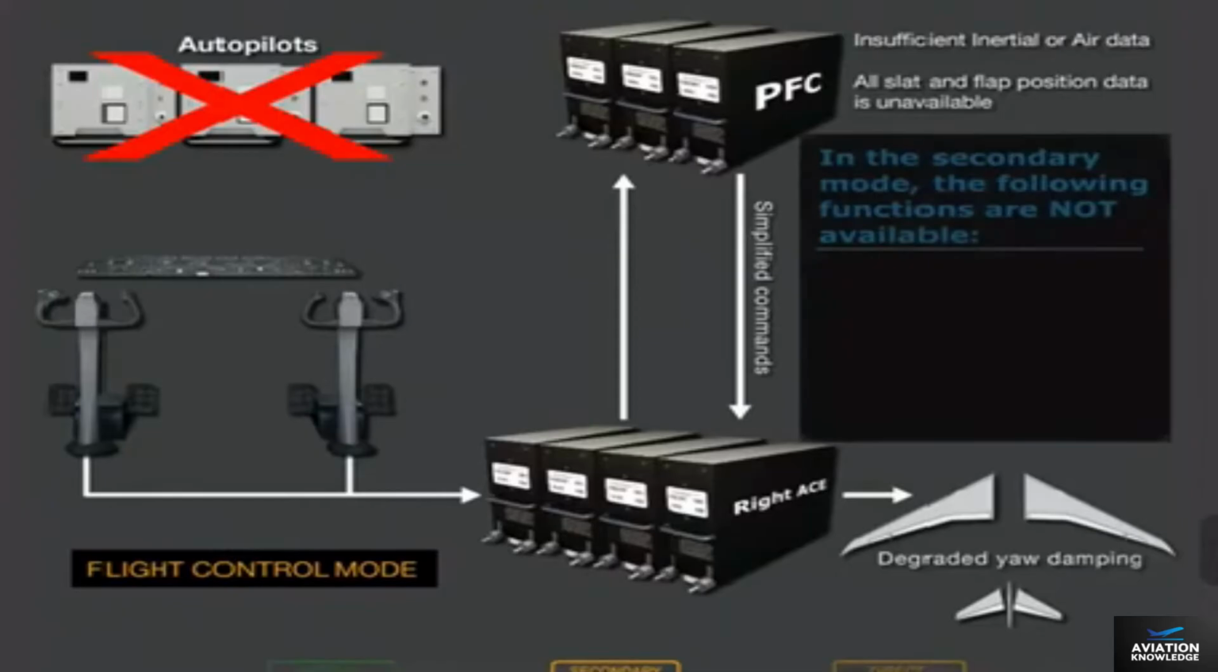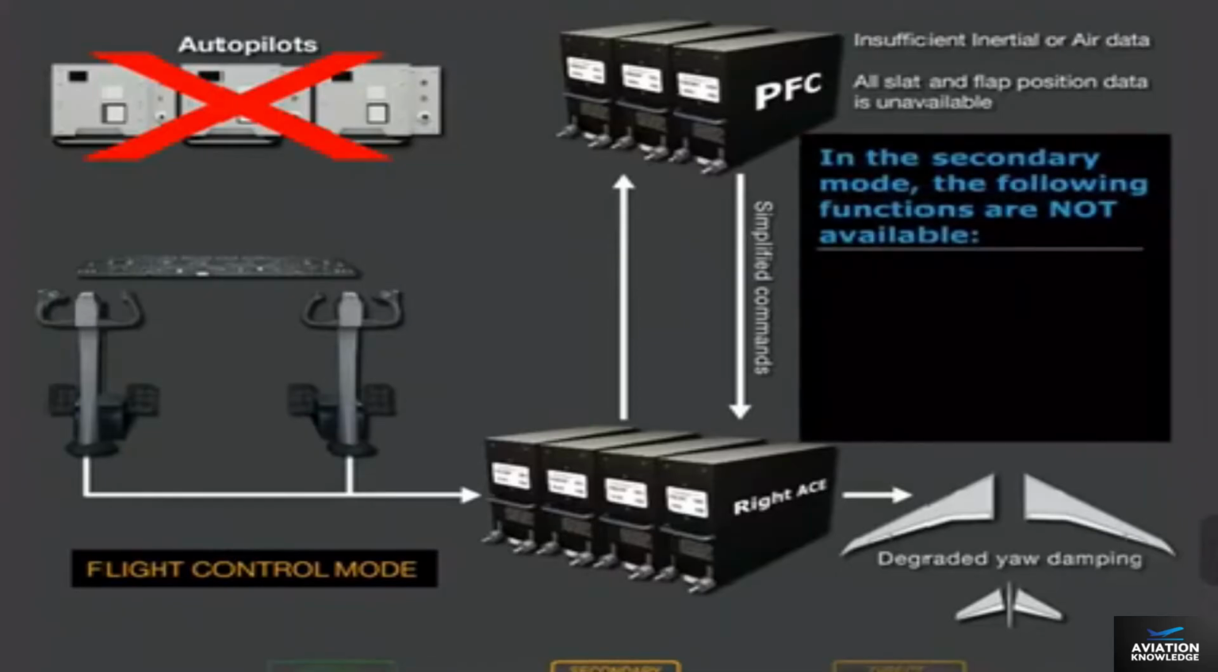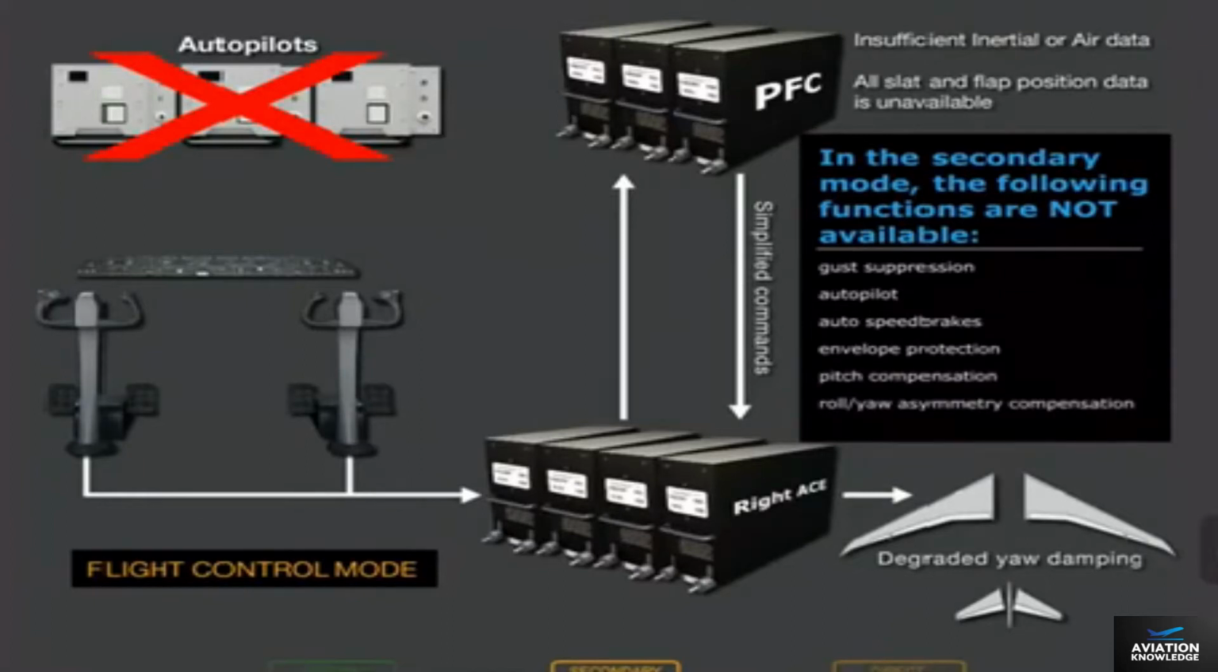In the secondary mode, the following functions are not available: gust suppression, autopilot, auto speed brakes, envelope protection, pitch compensation, roll-yaw asymmetry compensation, and tail strike protection.